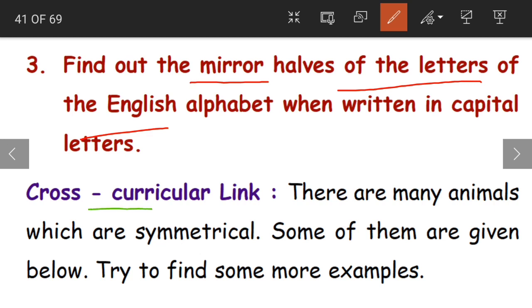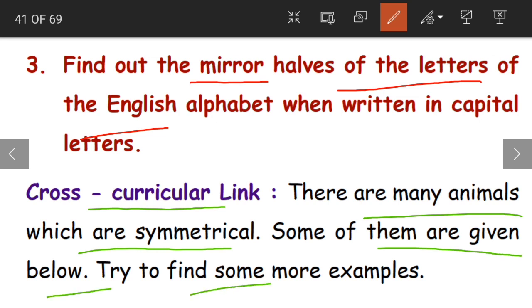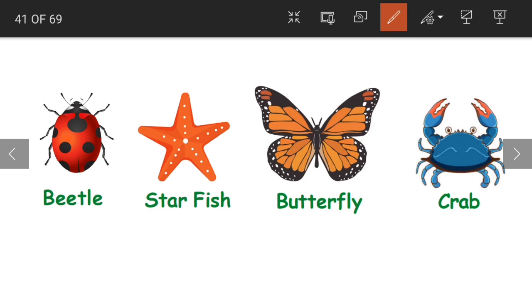Yes, children. Now another cross curricular link. There are many animals which are symmetrical. Some of them are given below. Try to find some more examples. See children, beetle. See, if we draw the line of symmetry here or place the mirror here, we'll see that the other part is exactly similar to the mirror half. Again, even for the starfish, this can be the line of symmetry. For the butterfly, this will be the line of symmetry. For the crab, this will be the line of symmetry.